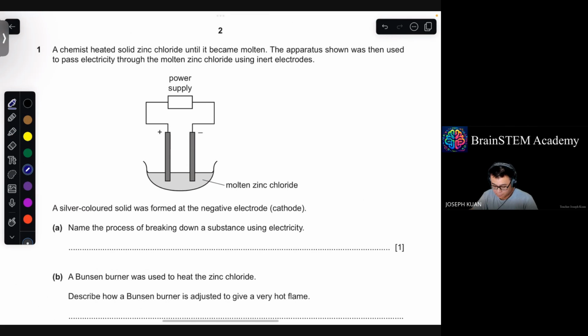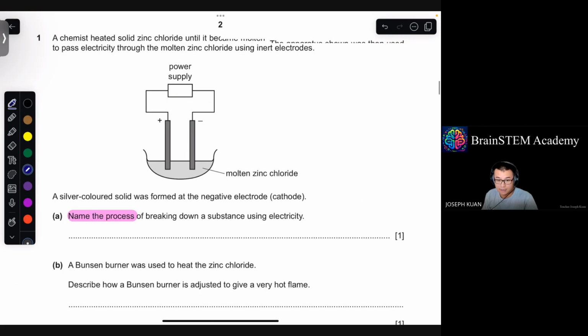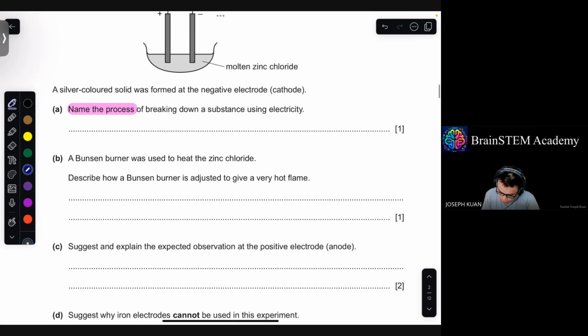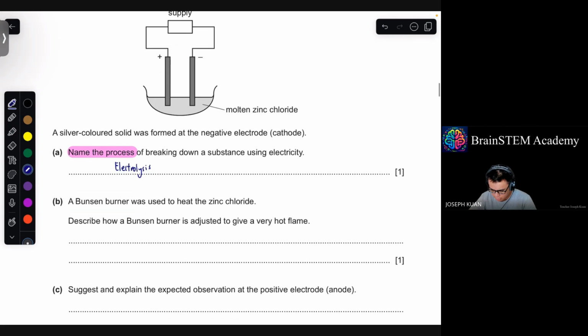A. Name the process of breaking down a substance using electricity. So this process is coined as electrolysis. All right, it's coined the term electrolysis. B. A Bunsen burner was used to heat the zinc chloride. Describe how a Bunsen burner is adjusted to give a very hot flame.